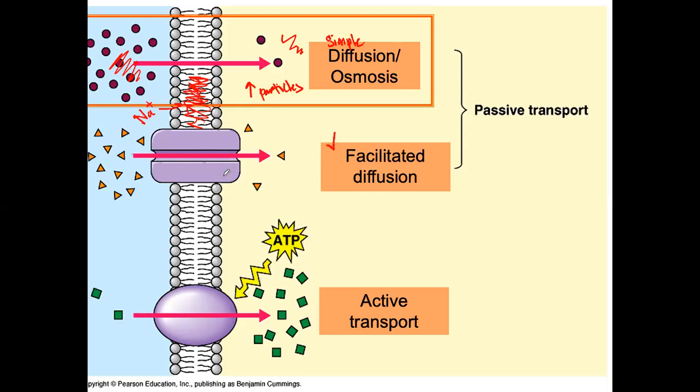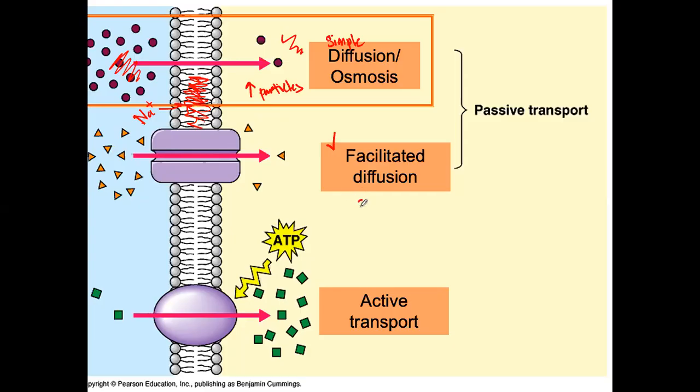So you think of a little carrier protein or a little transport protein helping. This side has more glucose, this side has less glucose. Glucose is going to move down its concentration gradient using usually a carrier protein. So if we're talking about facilitated diffusion, there are different types.